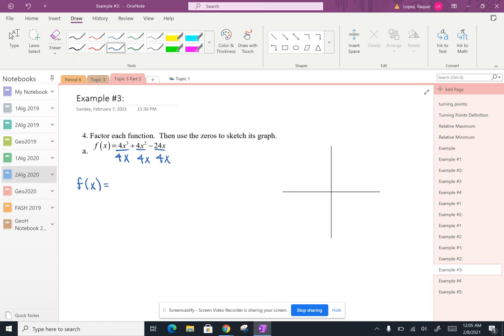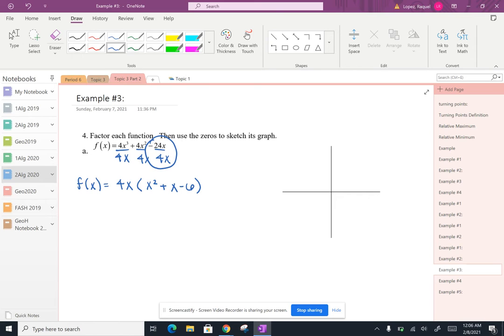So when I go to rewrite my equation, the thing that I'm dividing by is going to go on the outside right here, 4x. And then on the inside of my parentheses, I'm going to write what I'm left with after I do that division. So 4x to the third divided by 4x, I'm going to be left with x squared. 4x squared divided by 4x, I'm going to be left with just an x. And then negative 24x divided by 4x, I'm going to be left with just a negative 6.